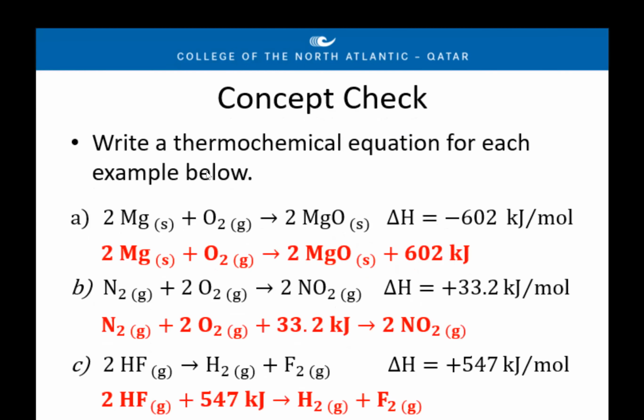Again, just really important to note that when we put the numbers into the thermochemical equations, we always write them as positive. And if it's exothermic, it's a product. The energy is getting released as a product. If it's endothermic, the energy is a reactant. It's getting absorbed.